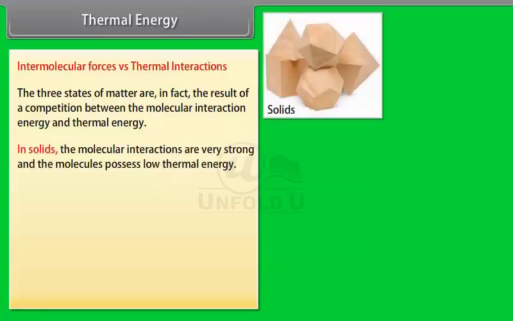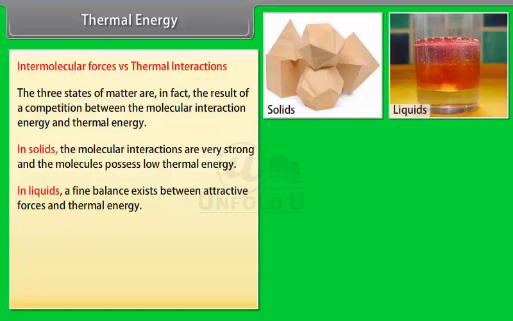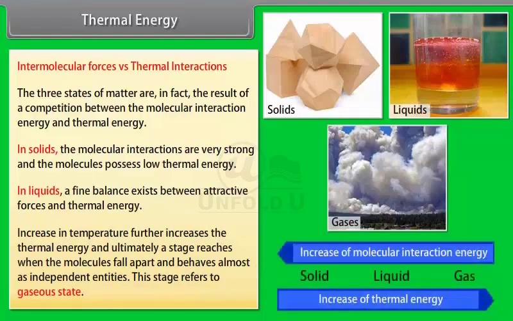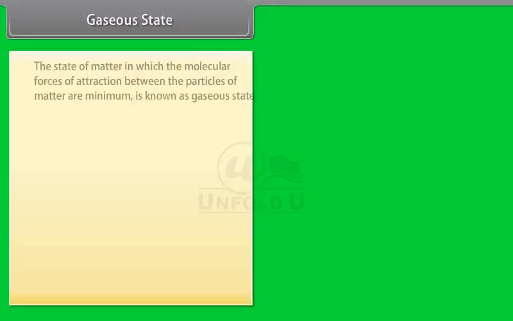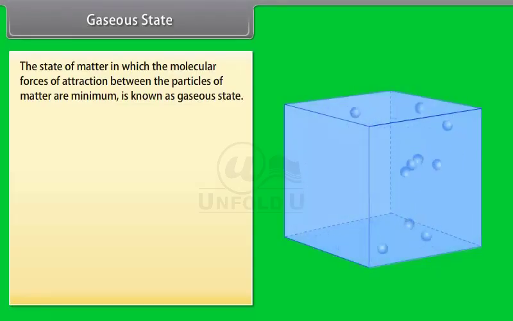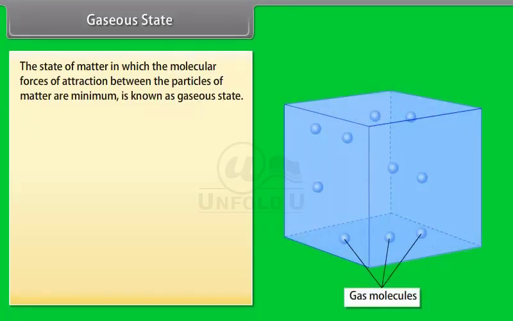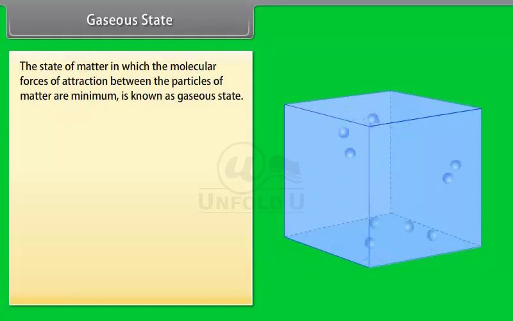In solids, the molecular interactions are very strong and the molecules possess low thermal energy. In liquids, a fine balance exists between attractive forces and thermal energy. Increase in temperature further increases the thermal energy, and ultimately a stage is reached when the molecules fall apart and behave almost as independent entities. This stage refers to the gaseous state. Gaseous state: the state of matter in which the molecular forces of attraction between the particles of matter are minimum is known as the gaseous state.